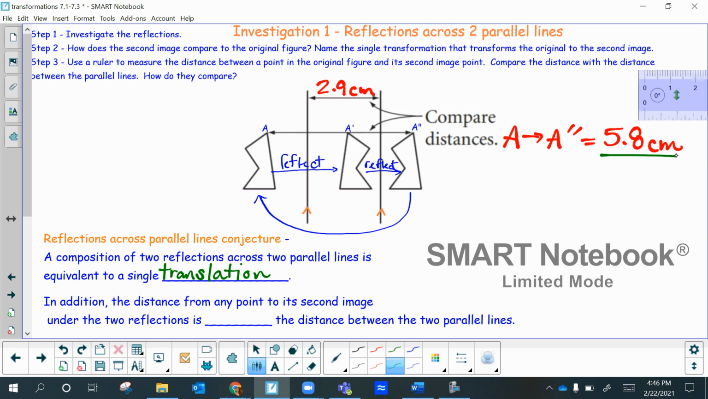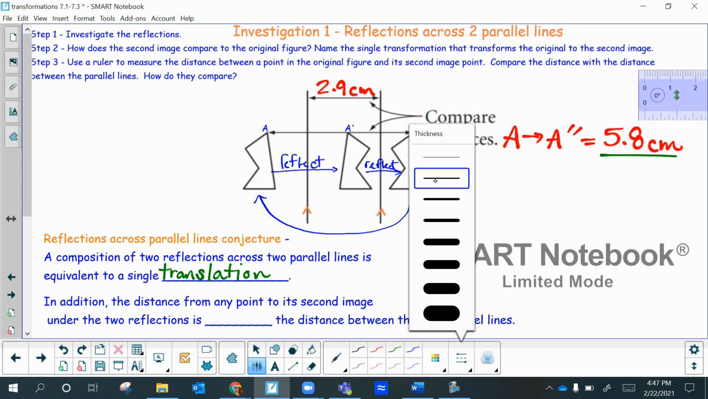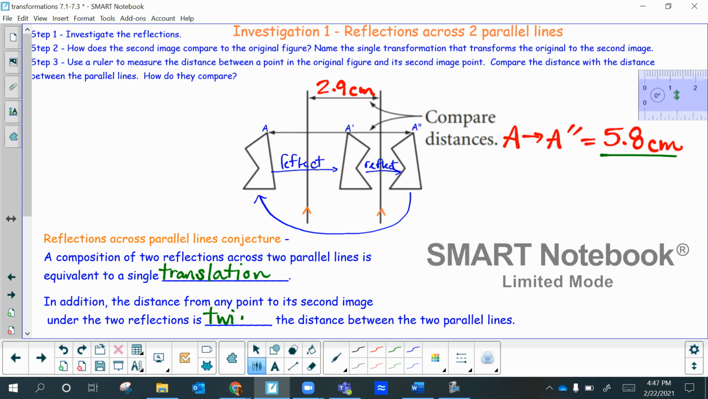And that is the situation that takes place whenever you reflect over parallel lines. The distance from the pre-image to the second image is always going to be double the distance between the parallel lines, okay? So let's write that down. In addition, the distance from any point to its second image under two reflections is double, or twice, whichever one you want to write, the distance between the two parallel lines. Okay, so that's a unique little double reflection.